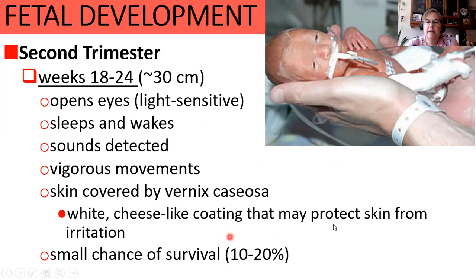Being born at the end of the second trimester, there is a small chance of survival, 10 to 20%. Lots of kids that are born at this point will suffer some kind of delay as a result of that.